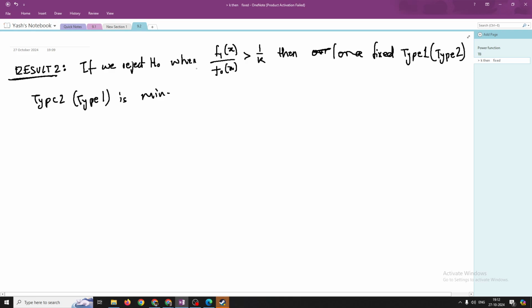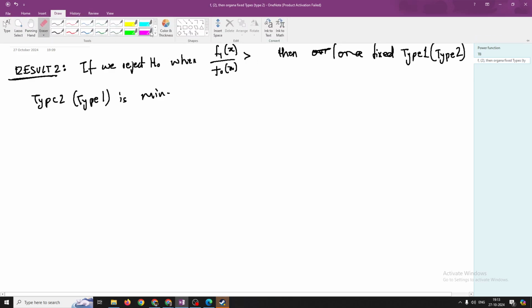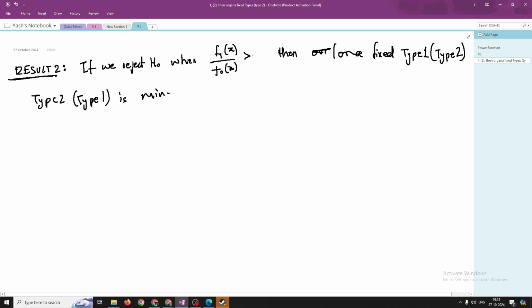Yash, I think it should be k, not 1 by k. Same thing. I mean, you take this 1 by k as, let's say, m, it doesn't really matter. Okay, 1 by k. So fine, let's write it k. Actually, it's better to write it as just k, because then the calculations are easier.